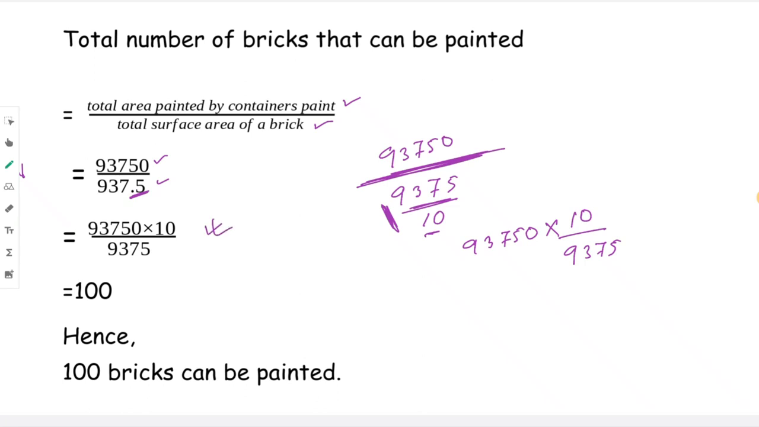Then 9375 into 10 times, I'll get 93750. If you multiply 10 into 10, you're going to get 100, which means from the container that contains the paint, I can paint how many bricks? 100 bricks can be painted.